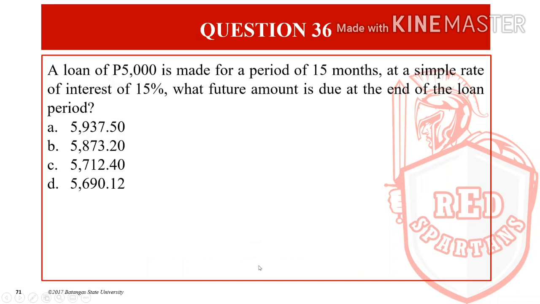Then for question number 36, a loan of 5,000 pesos is made for a period of 15 months at a simple rate of interest of 15%. So what future amount is due at the end of the loan period? So letter A, 5,937.50, B, 5,873.20, C, 5,712.40, and D, 5,690.12.